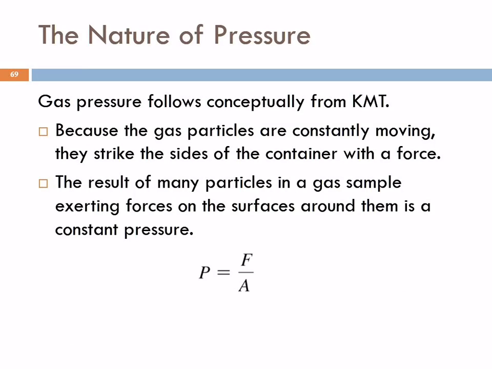So gas pressure can be explained by kinetic molecular theory. Here KMT just is an abbreviation for kinetic molecular theory. So the gas particles are constantly moving. They're going to just move in a straight line until they run into something. So gas particles must be colliding with the walls of whatever container they're in.